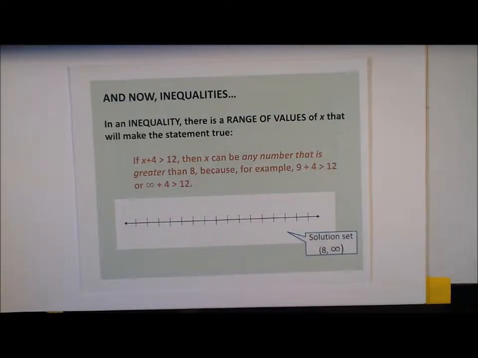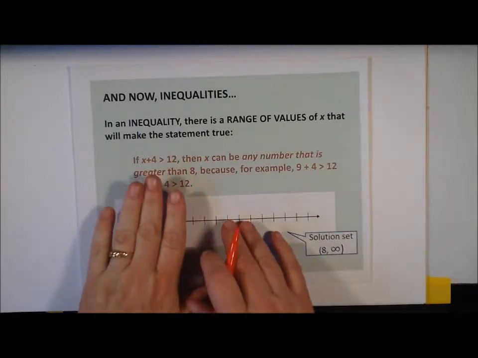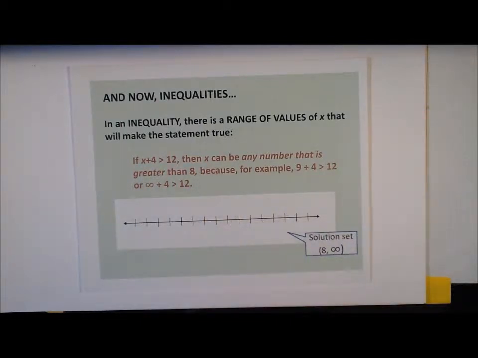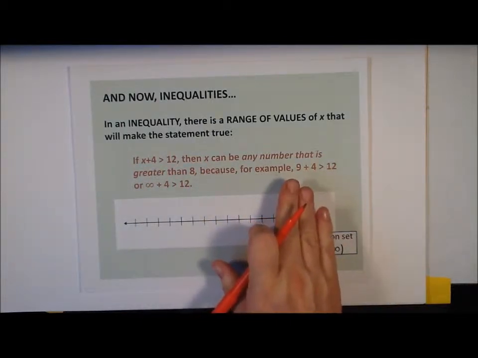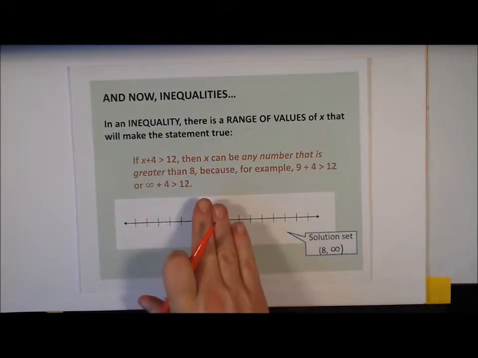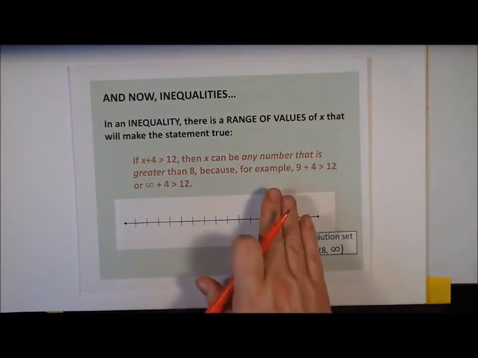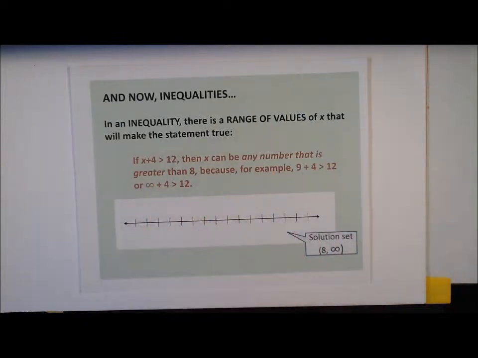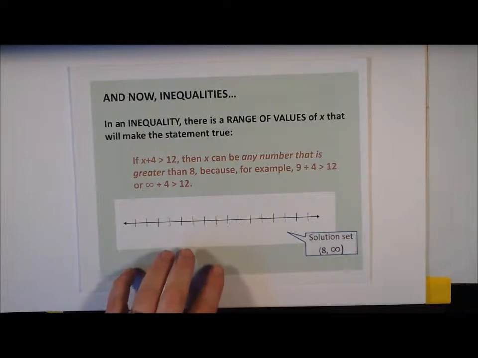So now we're going to talk about inequalities. And with an inequality, there's a range of values that are going to make the statement true. If I tell you that x plus 4 is greater than 12, then x can be any number that is greater than 8 because, for example, 9 plus 4 is greater than 12 and infinity plus 4 is greater than 12. But let's find this out on the number line.